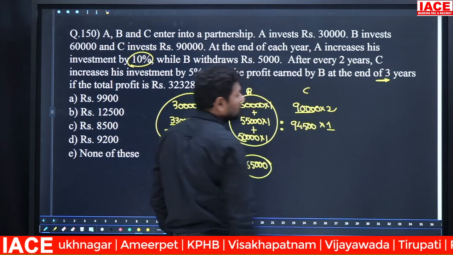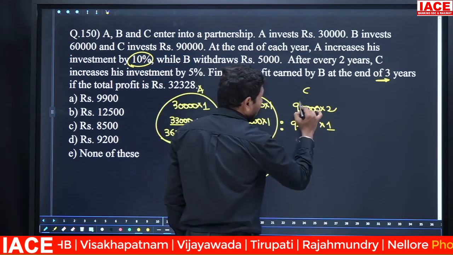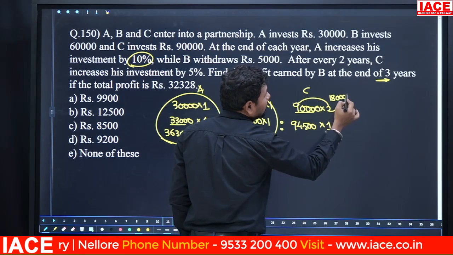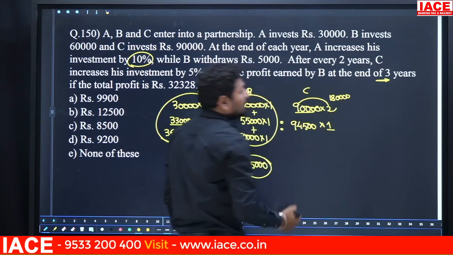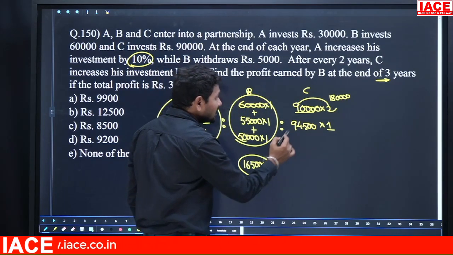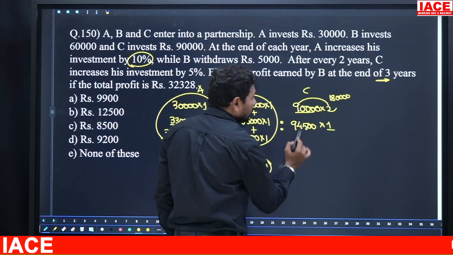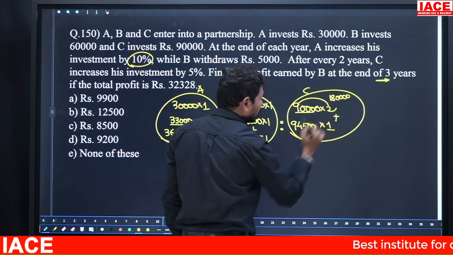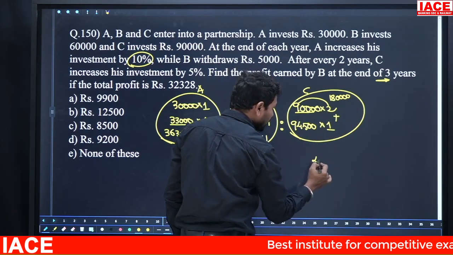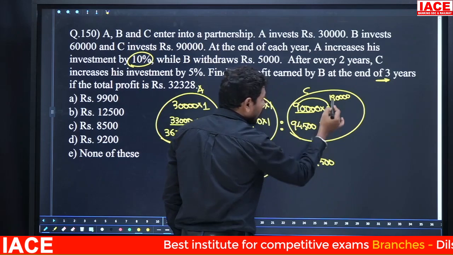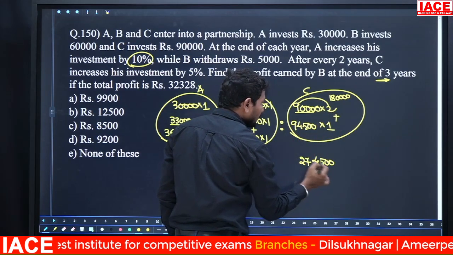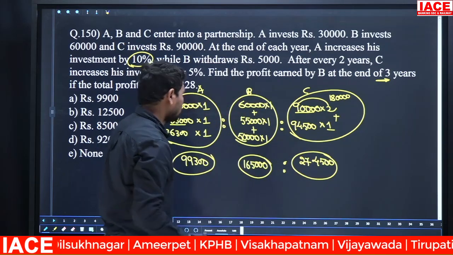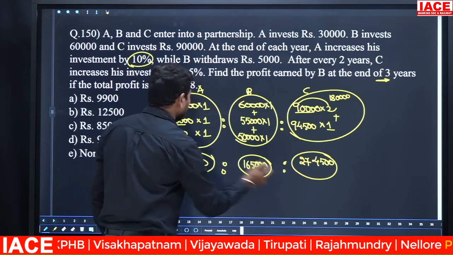94,500. Here 90,000 into 2 becomes 1,80,000. 1,80,000 is added to 94,500, and this overall value is 2,74,500. And 18 plus 9 is equal to 27. This is the profit ratio.